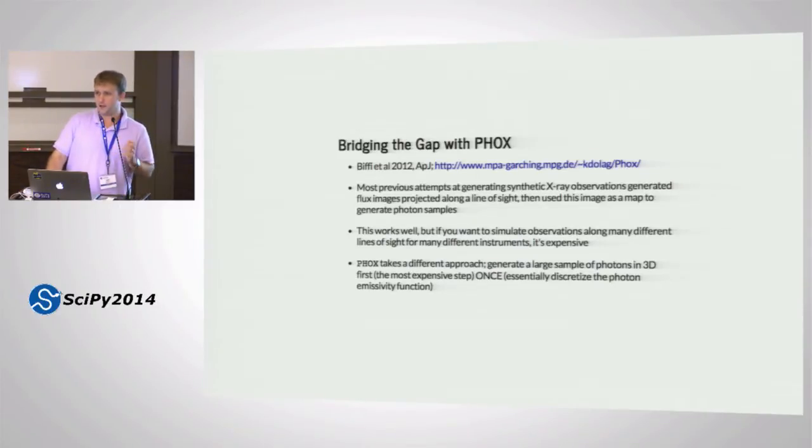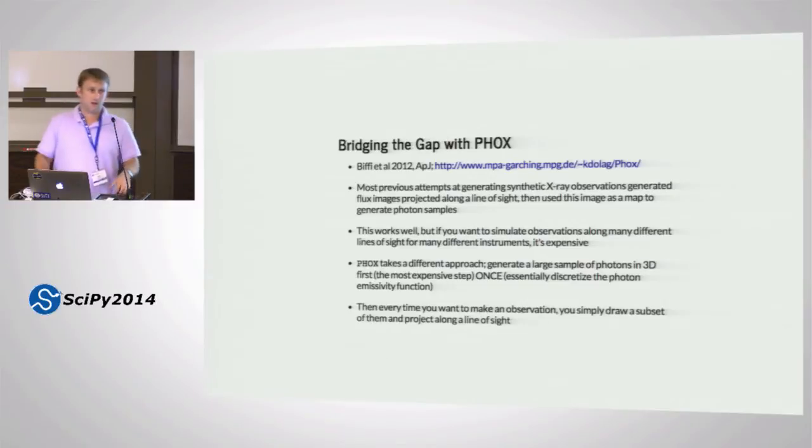And then you use that large sample of photons every time you want to make a particular observation along a particular line of sight or with a particular instrumental model. You draw subsamples from that large sample, and then you make projections along any line of sight you want. So the most expensive step for a given system only has to be done once, and then the less expensive steps you can repeat as many times as you wish.